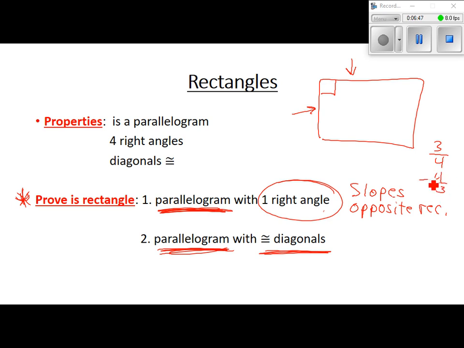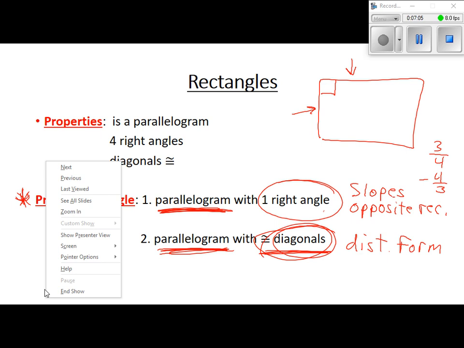The diagonals, if you can prove the diagonals are congruent, well, we might use the distance formula. Find the lengths of those diagonals, and then we can say that if the lengths of the diagonals are the same, then that parallelogram is a rectangle.